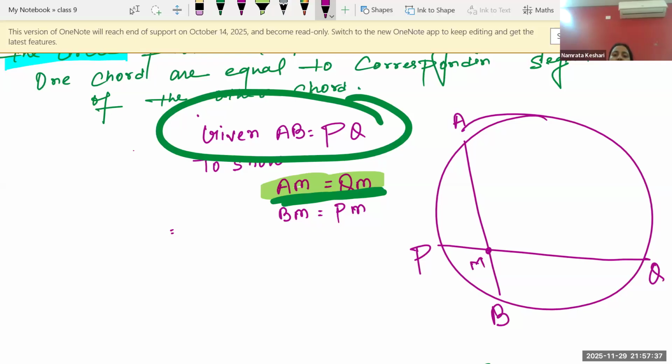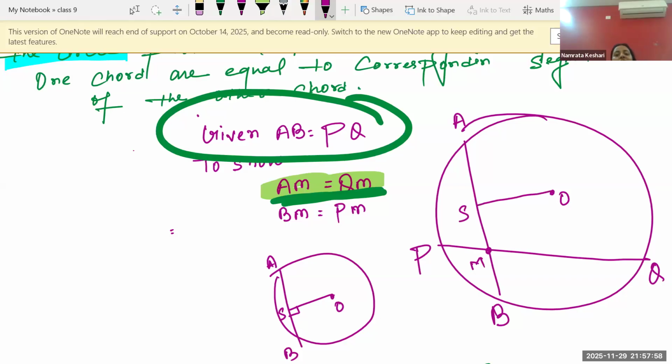Now, at first we are dropping a perpendicular OS on this chord AB, and we are saying that our chord is getting divided into two equal parts. AS and BS are the same, both are equal to half of AB.